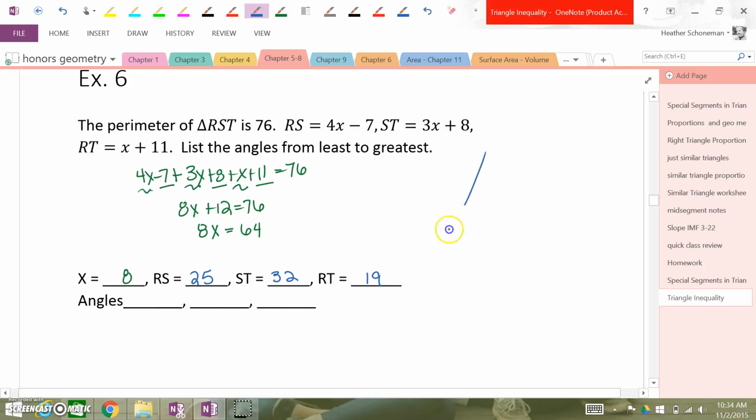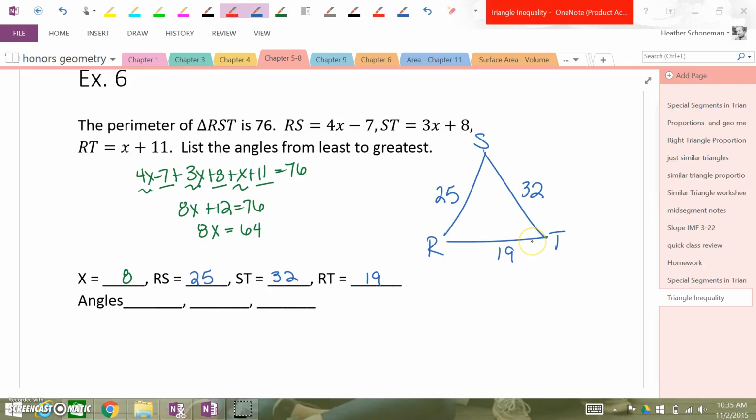Now this one doesn't have a picture to go with it, so we're just going to make a little sketch and call this RST, and then we can label. RS is 25, ST is 32, and RT is 19. So now that we have the picture, this is clearly the smallest side, so this is going to be the smallest angle. So that's angle S, followed by angle T, followed by angle R. And we're good.